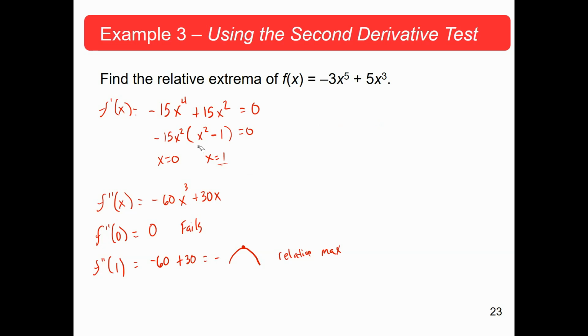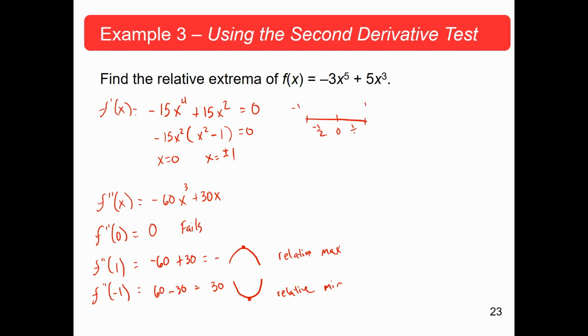I hope y'all caught that. If x squared minus 1 gives us x equals plus or minus 1, right? So we need to test out negative 1 as well. So down here, if I plug in negative 1, it gives us positive 60 minus 30, which is 30, which is positive, which means we are concave up, which means we have a relative min.